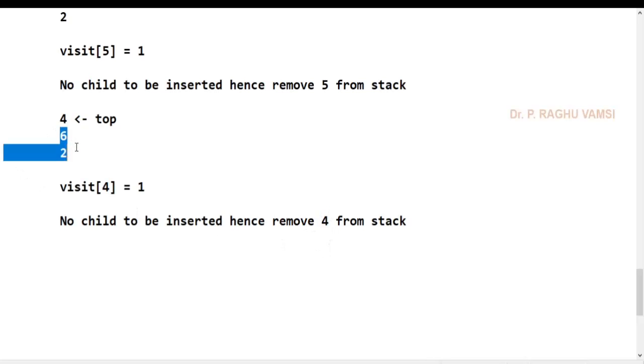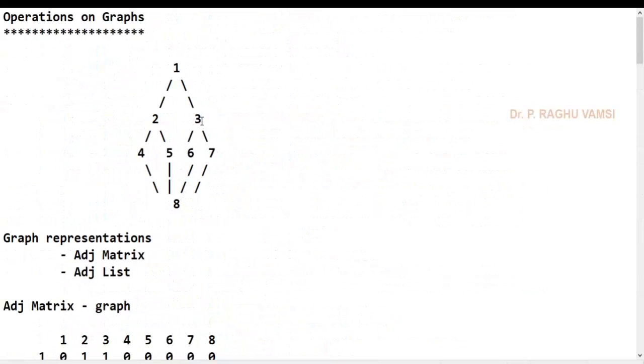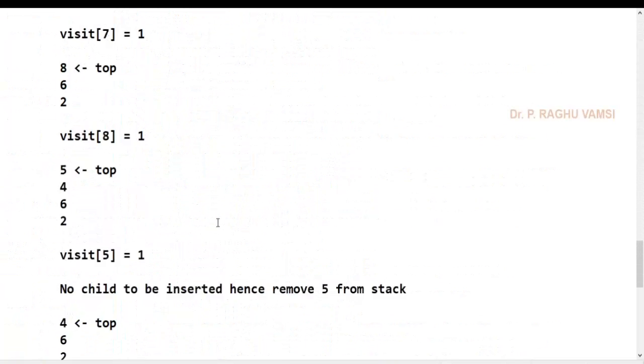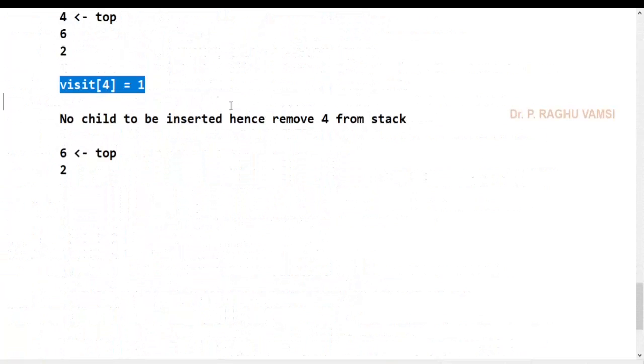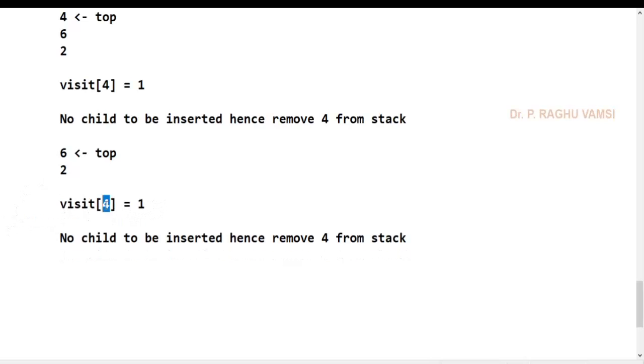So the leftover is 6 and 2. 6 and 2 are the leftovers in the stack, and 6 is at the top of the stack. Look for the children of 6. Who are the children of 6? They are 8 and 3. 3 is already visited and 8 is also visited, so nothing is to be printed out. That is the reason visit of 6 is true. Since there is no child to be inserted, remove 6 from the stack.